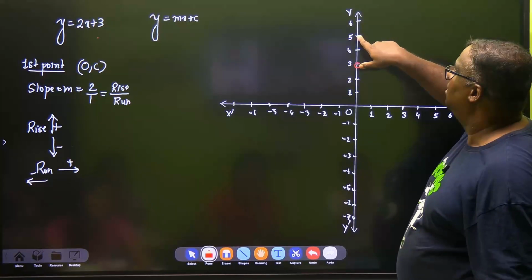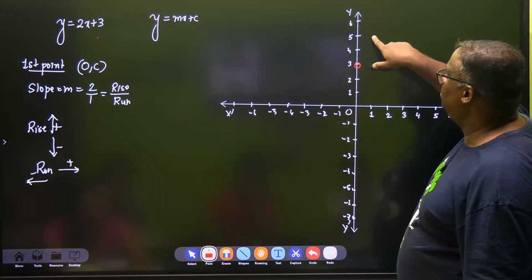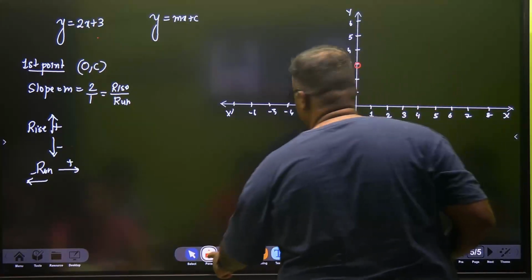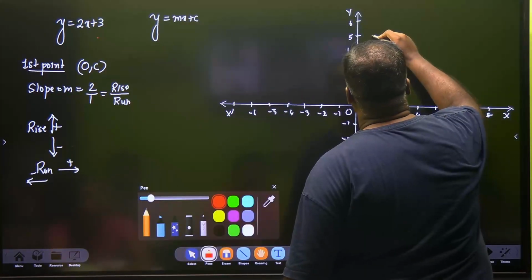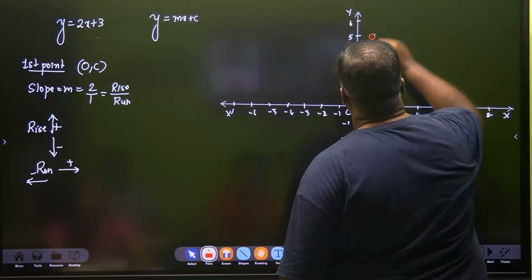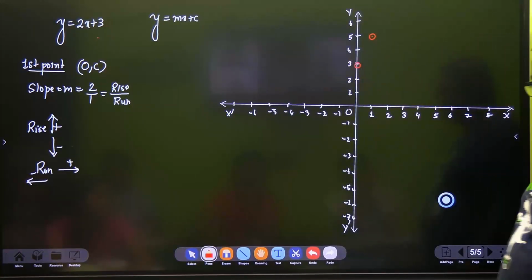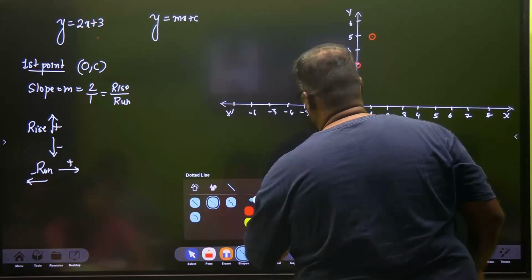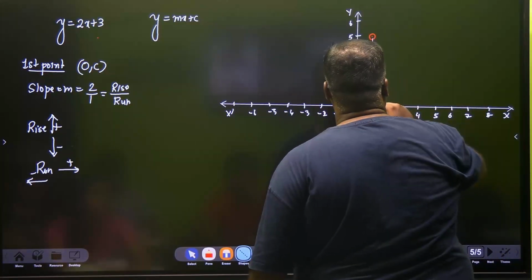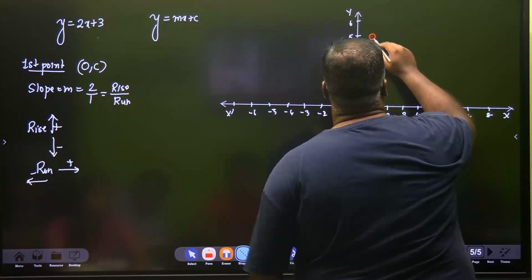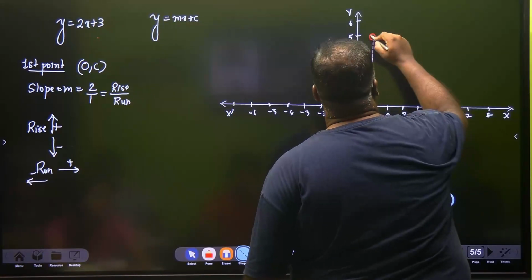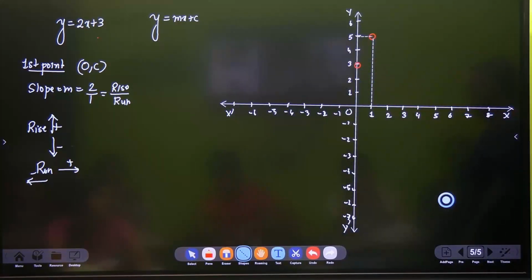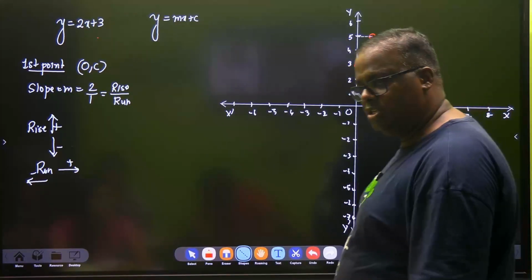And then my run is what? 1 positive. So 1 on the right side. Don't you think that point is 1, 5? So 1, 5 is my next point of my straight line. समझ में आया? 1, 5. And this is 5, 1, 5. For a line, I need 2 points. Are the 2 points available with me?